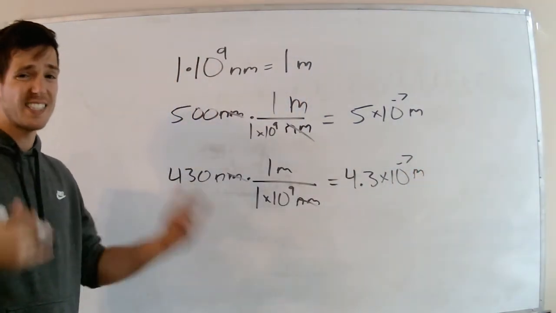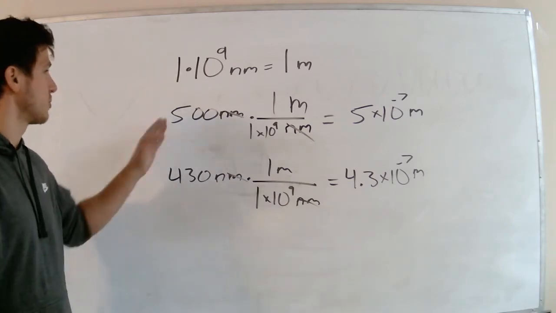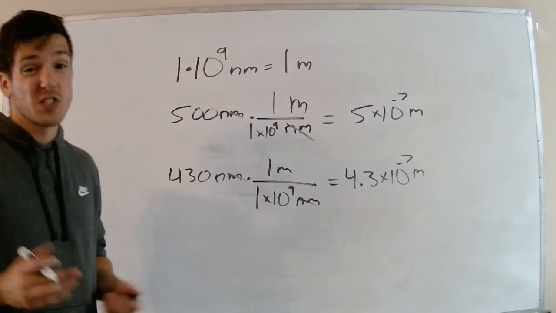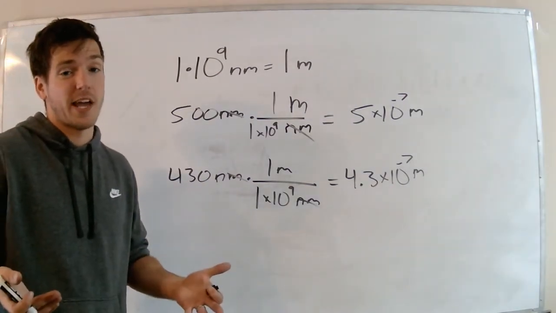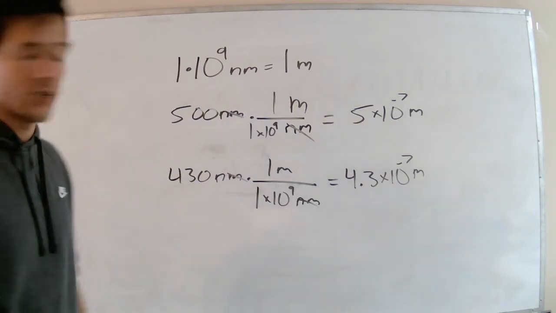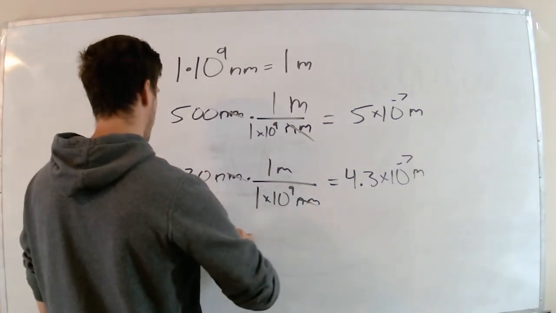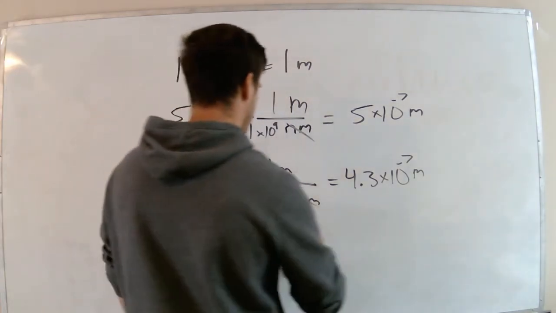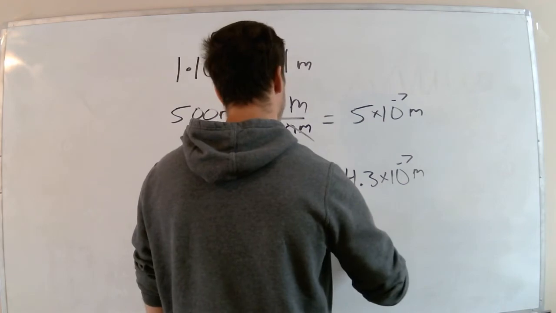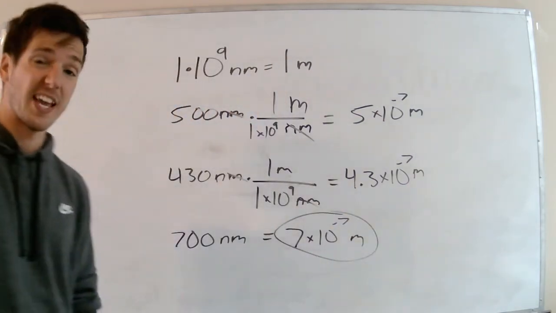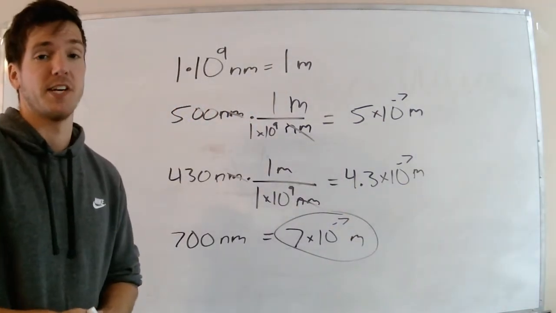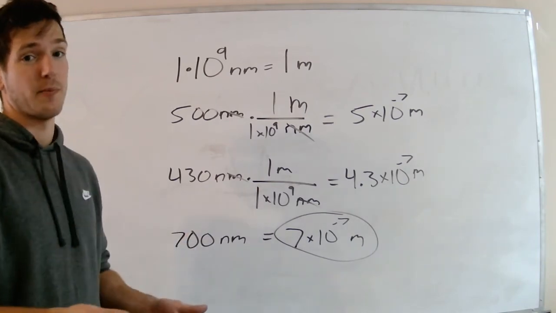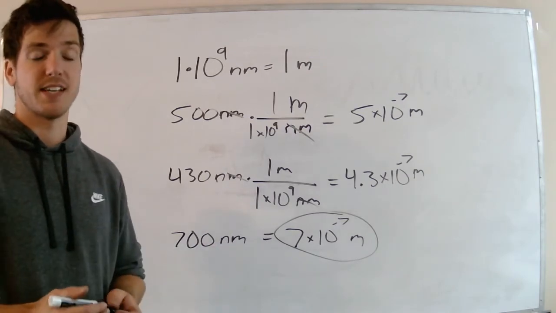So you can kind of see a pattern here, right? This was 5 times 10 to the negative 7th. This is 4.3 times 10 to the negative 7th. You can start to just see that, okay, it's always going to be times 10 to the negative 7th. So if I gave you like 700 nanometers, right, you could just say, hey, that's 7 times 10 to the negative 7th meters. If I gave you 850 nanometers, you could say that's 8.5 times 10 to the negative 7th. If I gave you 300 nanometers, you could say that's 3 times 10 to the negative 7th, okay?